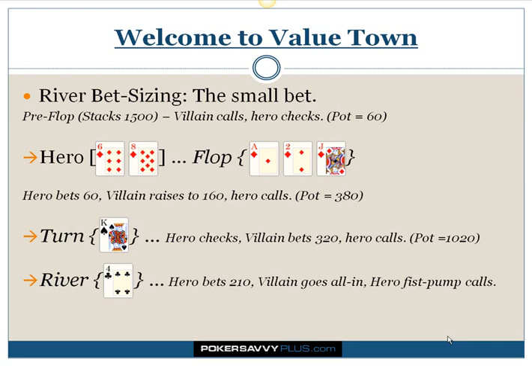So pre-flop, the stacks were 1500. Our opponent just limped pre-flop, and we checked our option with 6-8 of diamonds. And we got one of the best flops we could have asked for, which is ace-2-jack of diamonds. So we flopped the flush.